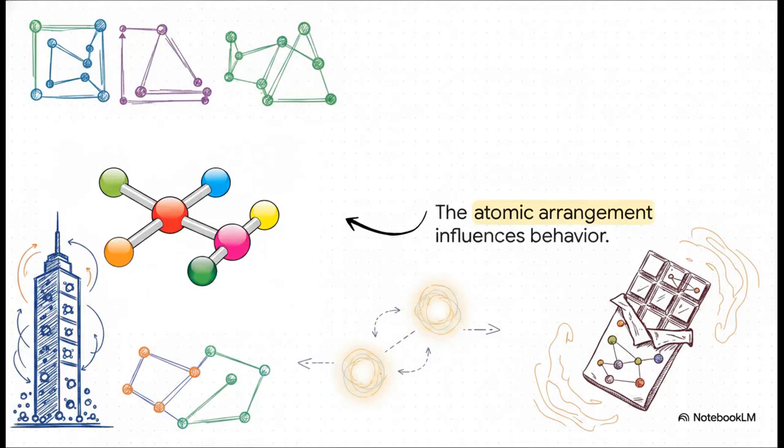Because here's the thing. Everything we build, touch, and use basically comes down to this one idea. All those big macroscopic properties we're going to explore today, they actually start right at the microscopic level. The behavior of any material is entirely dictated by how its atoms are arranged.